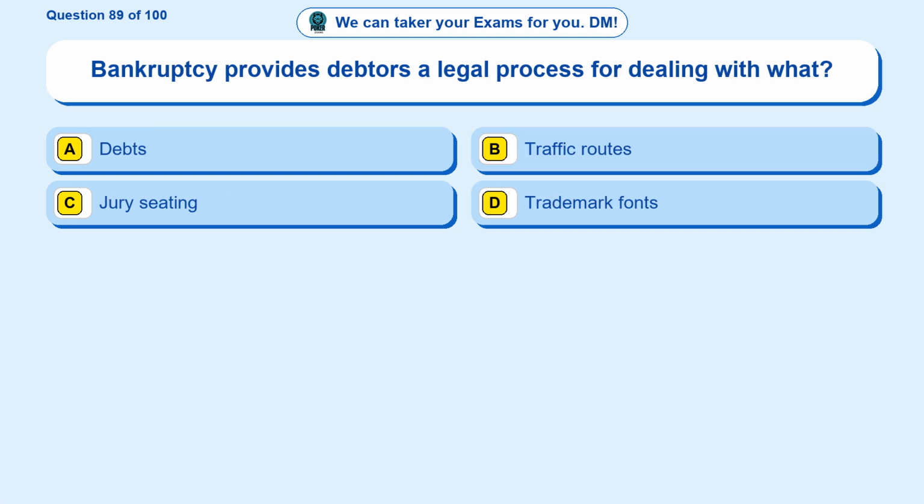Question 89. Bankruptcy provides debtors a legal process for dealing with what? Option A, debts. Option B, traffic routes. Option C, jury seating. Option D, trademark fonts. The correct answer is option A. Debts.